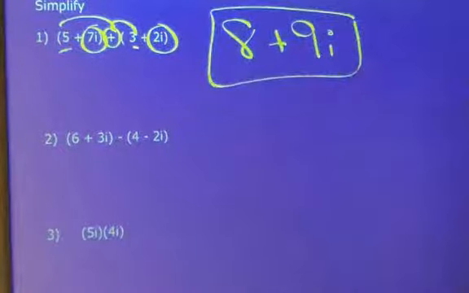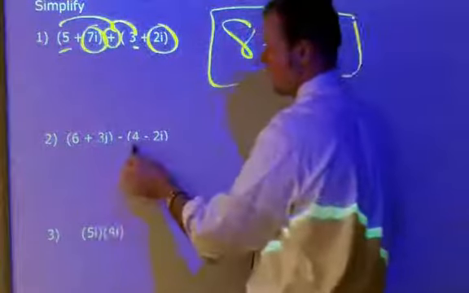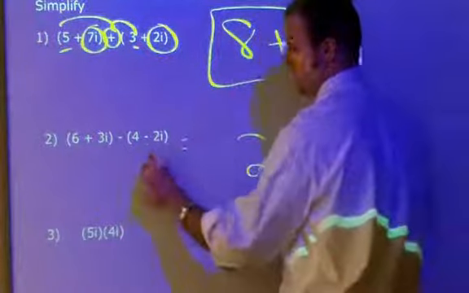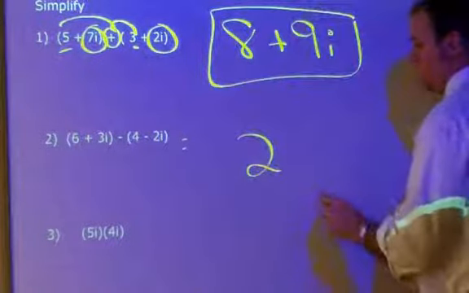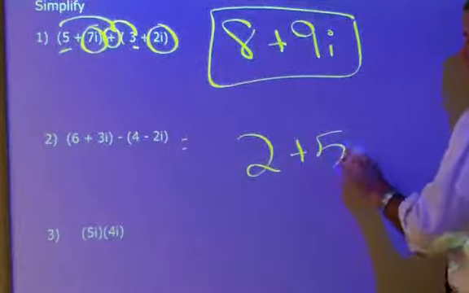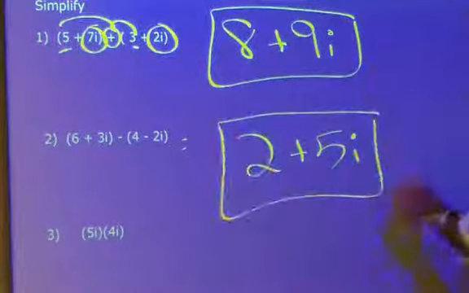That's the whole thing. And you're saying, wait a minute, it can't be that easy. Well, with addition and subtraction, it is. Okay, so I have 6 minus 4 is 2. Then I have 3i minus negative, so that means plus 3i plus 2i, so plus 5i.